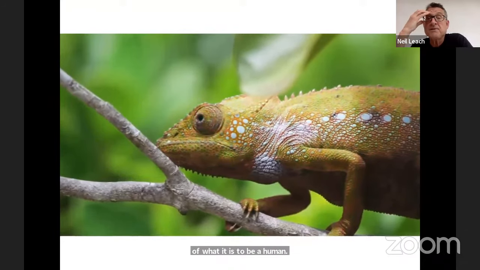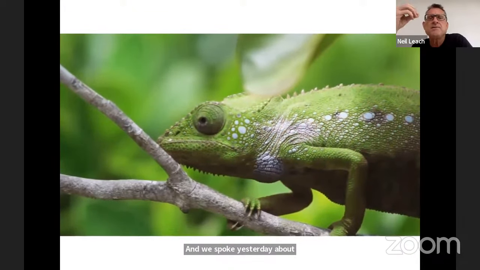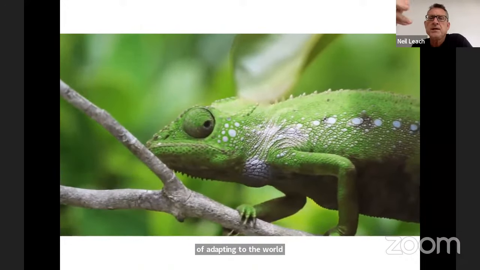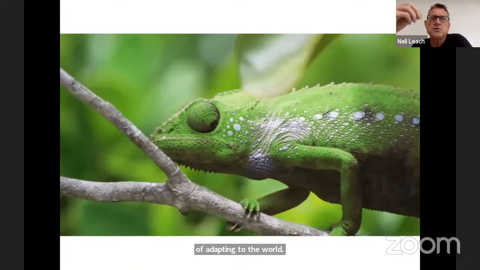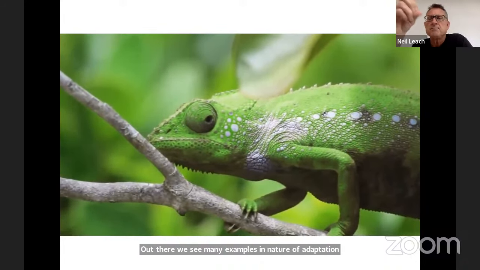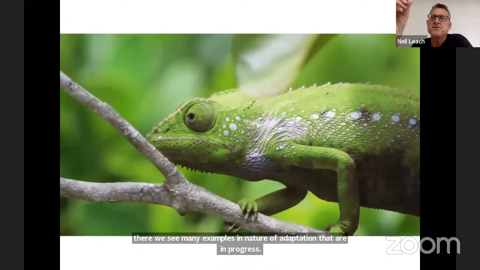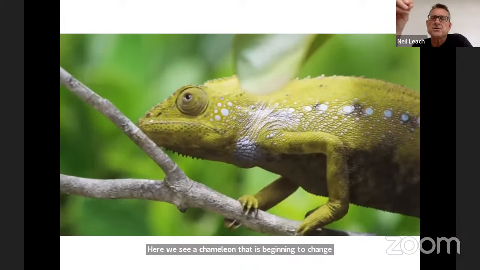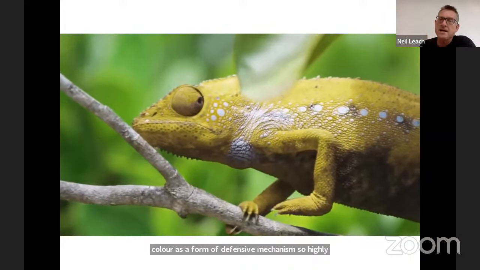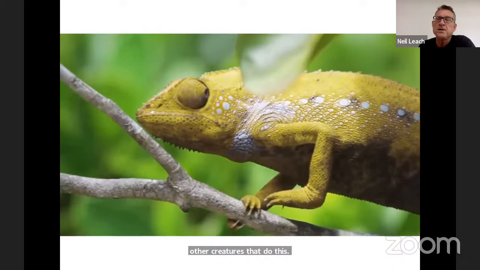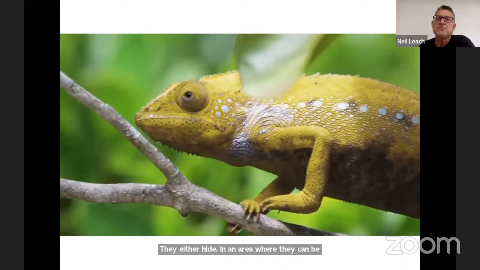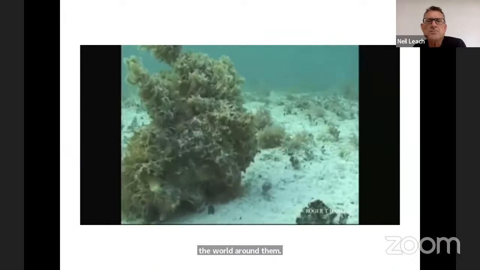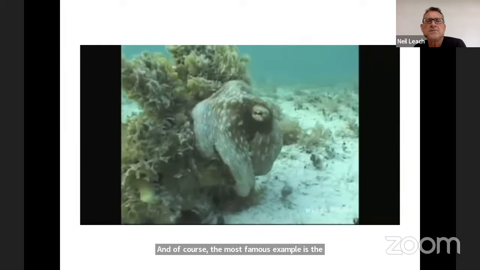And we spoke yesterday about how we could see this idea of adapting to the world out there. We see many examples in nature of adaptation that are in progress. Here we see a chameleon that is beginning to change color as a form of defensive mechanism, so highly visual and to do with survival. And there are many other creatures that do this. They either hide in an area where they can be camouflaged, or they actually adapt themselves to the world around them.